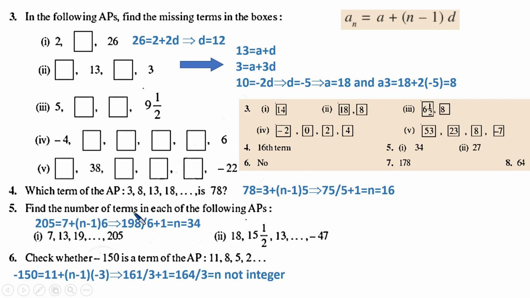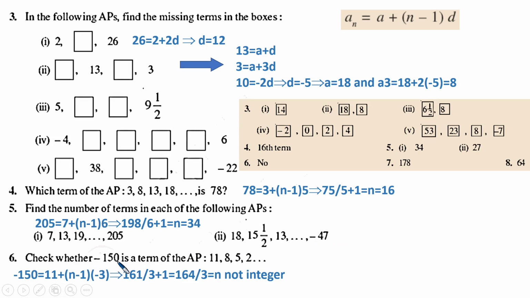Similarly, find the number of terms in each of the following APs. You have 7, 13, 19. So how many terms will be there? So first term is 7. This is the last term an. So n minus 1, this is the formula. And the difference is 7 plus 6 is 13, 13 plus 6 is 19. So difference is 6. So you put it here and you will get n equal to 34. So you have 34 terms. Similarly, you do for this also.